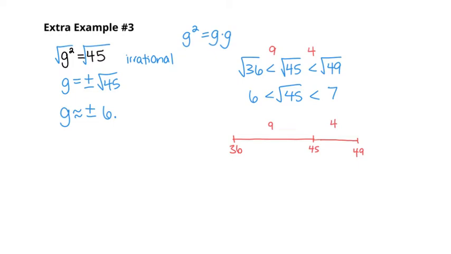All right, now we're going to actually look at the square roots of these numbers. So that's the spacing of 36, 45, and 49 on a number line. Now we're going to look at the square roots because the spacing stays relatively the same.